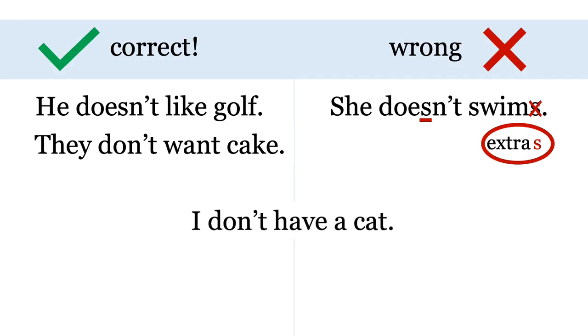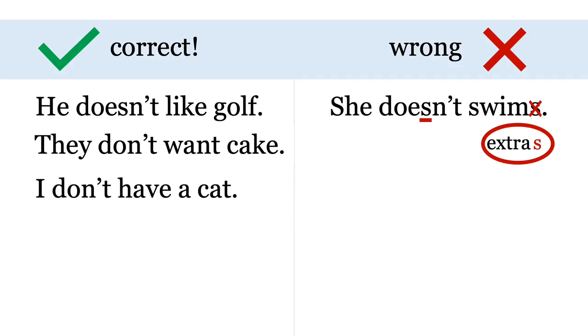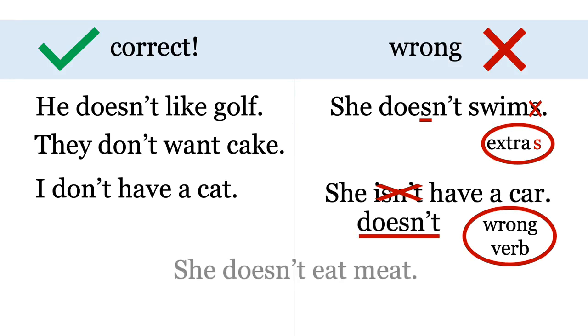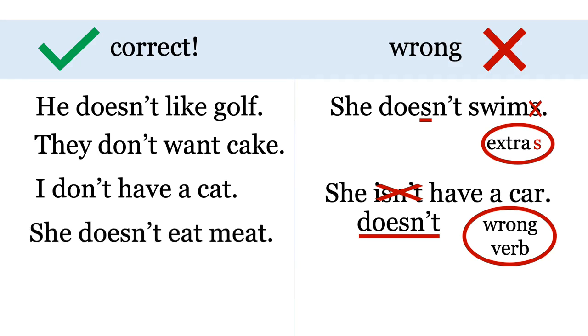I don't have a cat. That's correct. I don't have a cat. She isn't have a car. This is incorrect. This is the wrong verb. We need doesn't. She doesn't have a car. Isn't is the be verb, and we don't put it with the verb have. She doesn't have a car. She doesn't eat meat. Yes, that is correct. Okay?